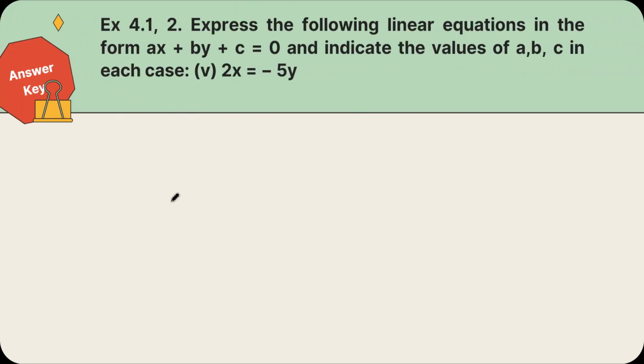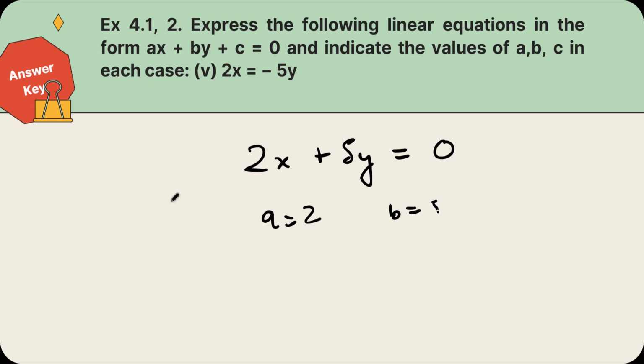Very simple. Next one, we have 2x is equal to minus 5y, right? So minus 5y, put it to the left hand side, and it will become plus 5y, and the right side will become 0, right? So what is your a? A here is 2. What is your b? B here is 5. Very simple. That's how you get your answers.